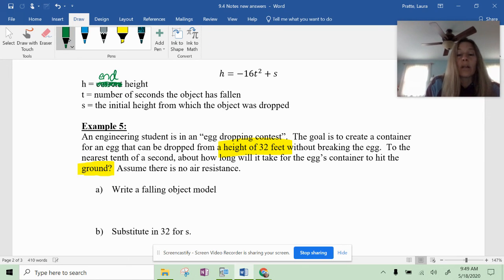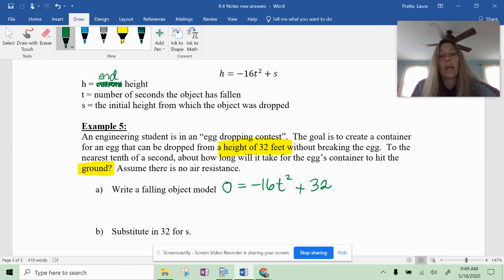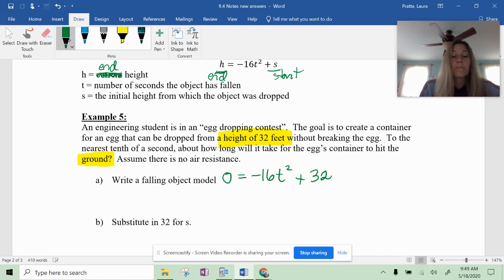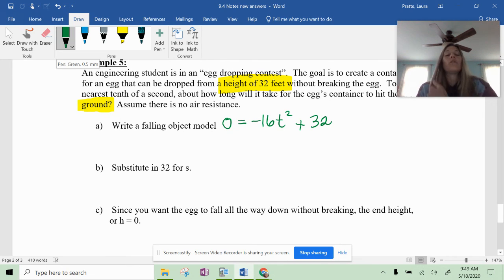So to write the falling object model, we're going to do 0 equals negative 16 t squared. Now the 16 is representing gravity, so that's always the same if you're on this planet. And then plus 32 because that was the starting height. So whatever you're starting at goes here, and wherever you're ending goes here. So start and end. Usually we're ending at the ground, which is 0. So that's why it says substitute in 32 for S, which we did. So now it said since you want that egg to fall all the way to the ground, your ending height is h equals 0. So that's what we plugged in here.